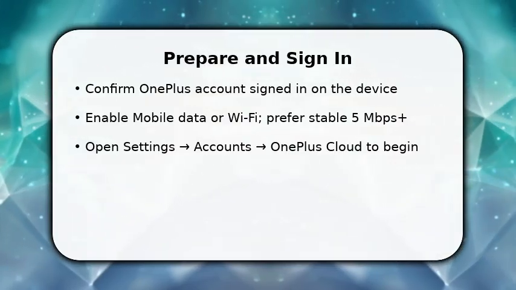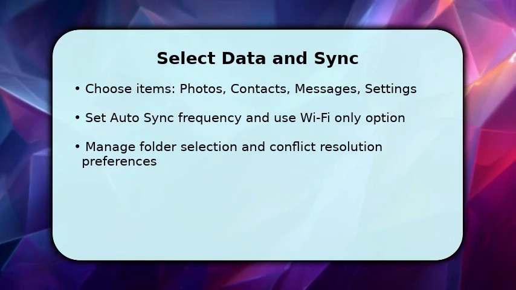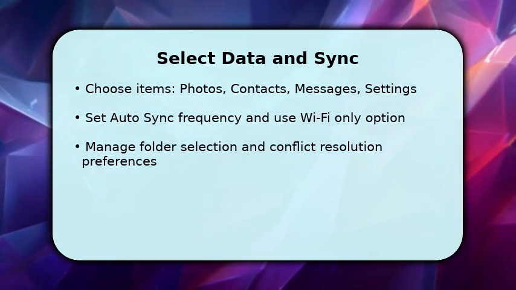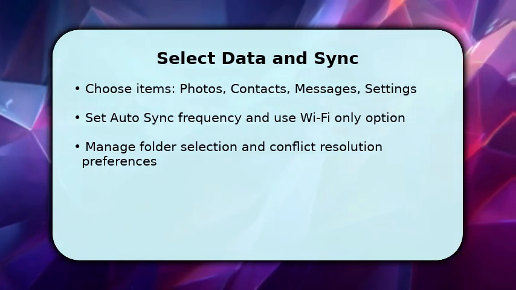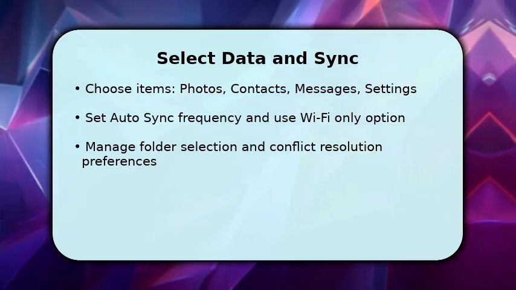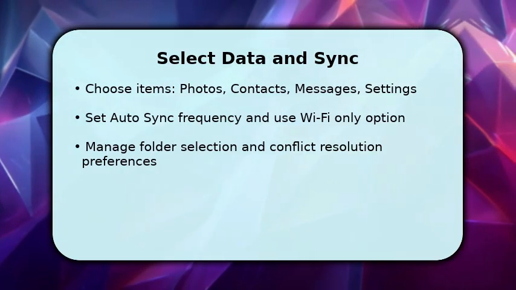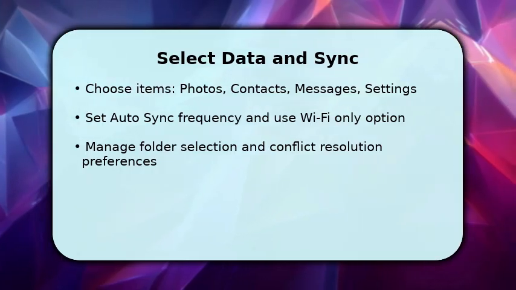You now choose what to back up and why. Photos for recovery, contacts to keep numbers, messages for history, and settings for quick device restore. Tap Backup and Sync, then toggle categories on or off. This controls storage use and upload time.